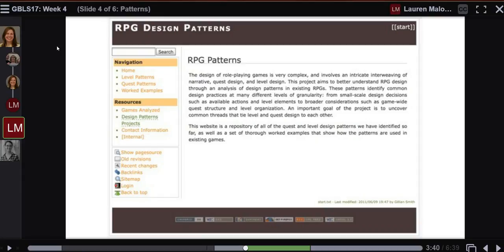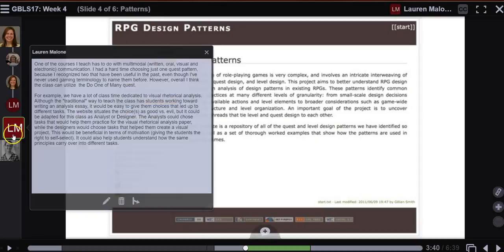But I want to start with week 4, and I chose the RPG design patterns one because I really liked reading about design patterns because RPGs are the games that I play the most, and so my response had to do with one of many quests.